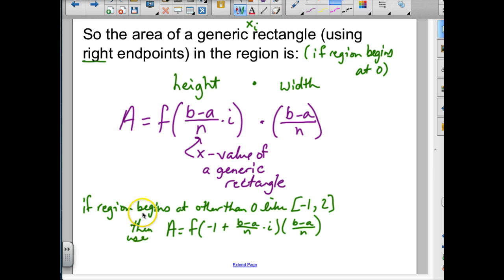So one thing I want to note, there's a couple of problems on your homework where your region doesn't begin at 0, like it could begin at -1, and then you're going to have to put a -1 or whatever that left endpoint is in here for the x value of your rectangles. So anytime your interval does not start at 0, you're going to plug that left endpoint here and then add on the generic x value here. All right. So here we go.